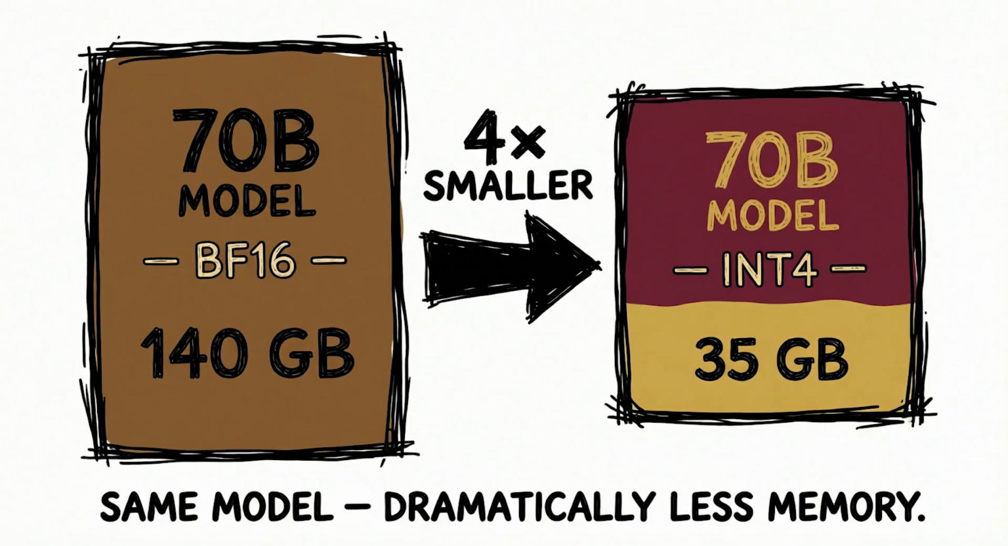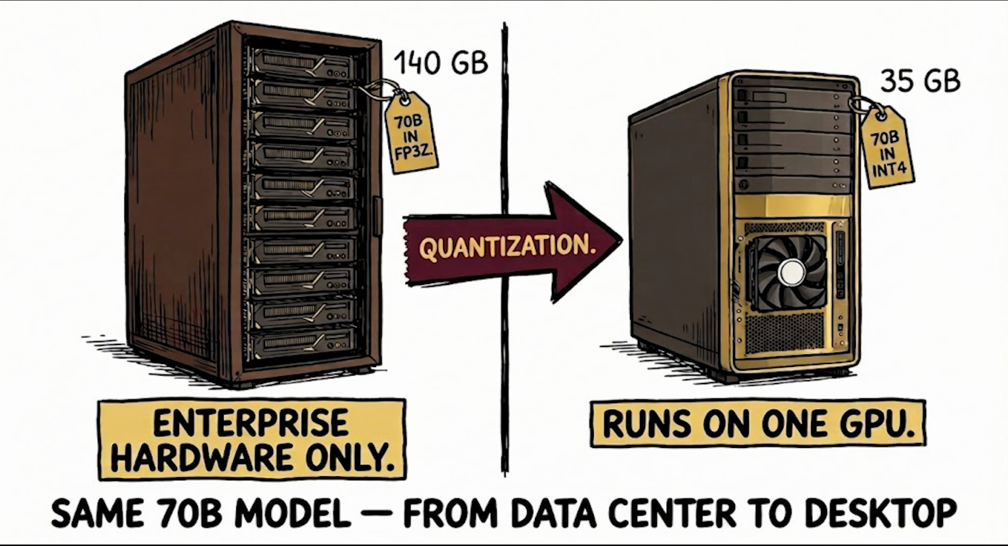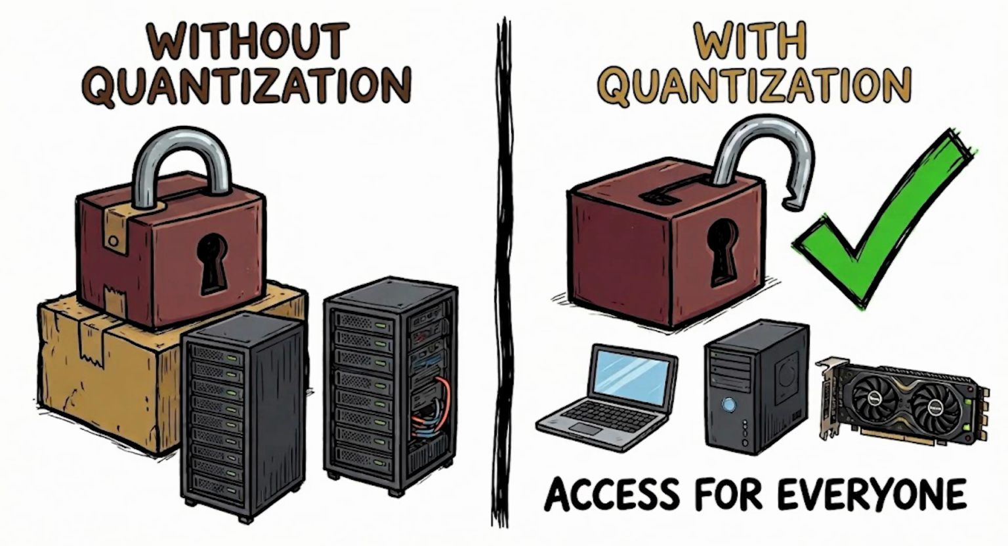The practical impact is significant. A 70 billion parameter model that requires 140 GB in BF16 fits in roughly 35 GB at Int4, which is the difference between needing multiple high-end server GPUs and running comfortably on a single well-equipped workstation. Without quantization, most of today's open source models would be inaccessible to anyone without data center hardware.